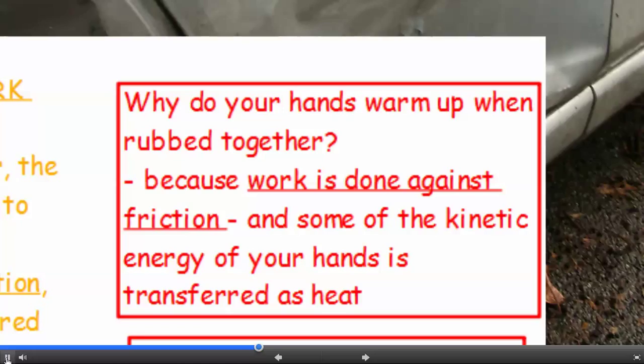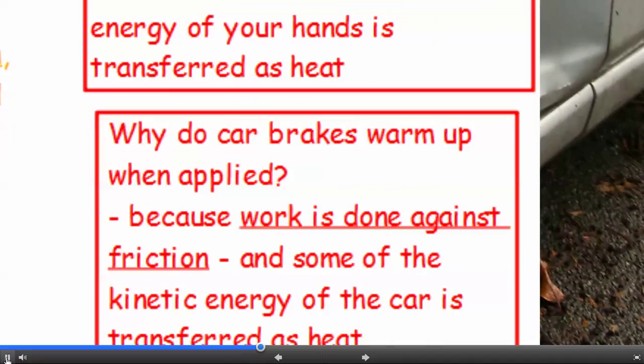So to help explain that, why do your hands warm up when they're rubbed together? Because work is done against friction, and some of the kinetic energy of your hands is transferred as heat. Why do car brakes warm up when they're applied? Because work is done against friction, and some of the kinetic energy of the car is transferred as heat. There's a model answer in there from some exam question, isn't there?